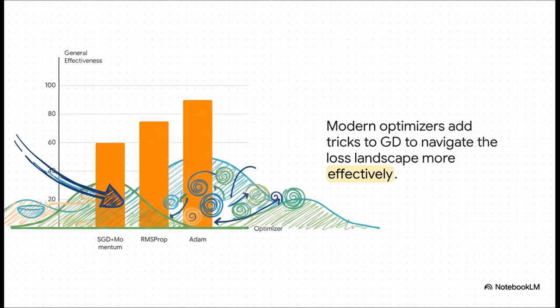And of course, the story doesn't stop there. People have built even smarter optimizers on top of this foundation. You've got things like Momentum, which helps you roll past small bumps, or Adam, which is really clever and adapts the learning rate for every single parameter. They're all still just gradient descent, but with some extra tricks to help navigate that crazy landscape better.